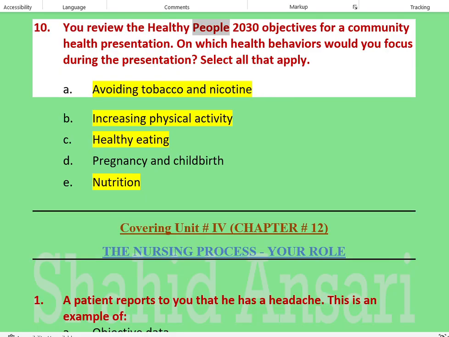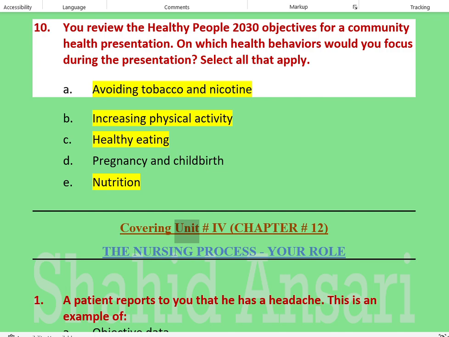10. You review the Healthy People 2030 objectives for a community health presentation. On which health behaviors would you focus during the presentation? Select all that apply. A. Avoiding tobacco and nicotine. B. Increasing physical activity. C. Healthy eating. D. Pregnancy and childbirth. E. Nutrition.